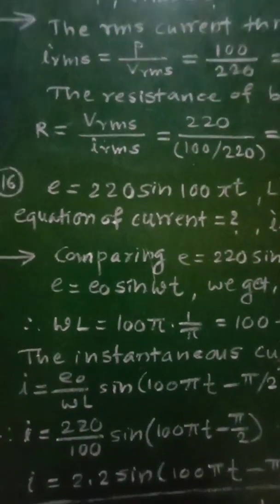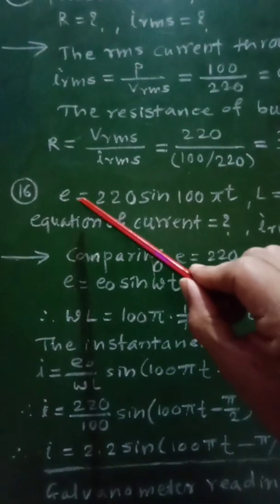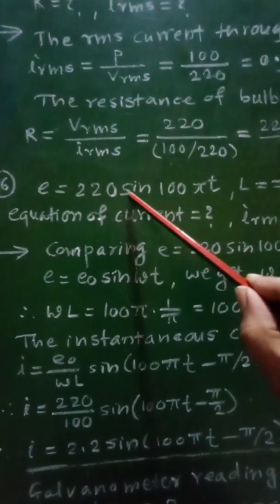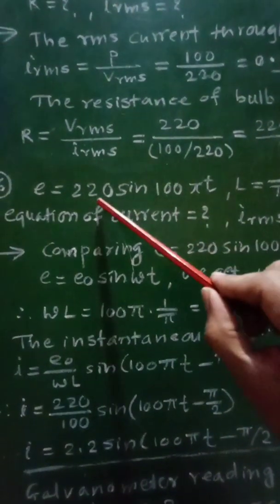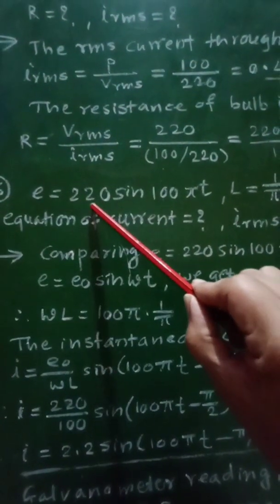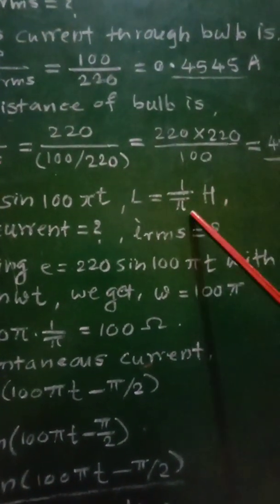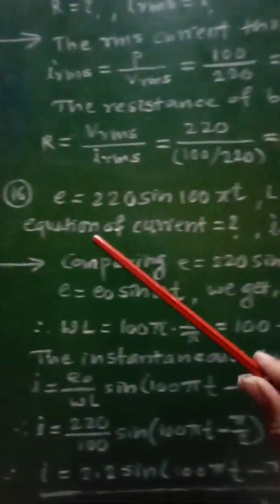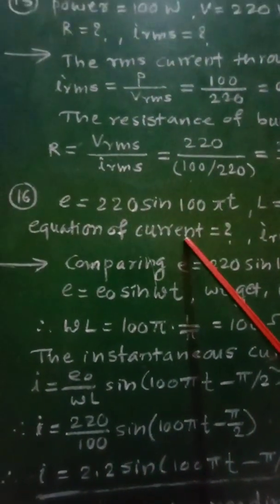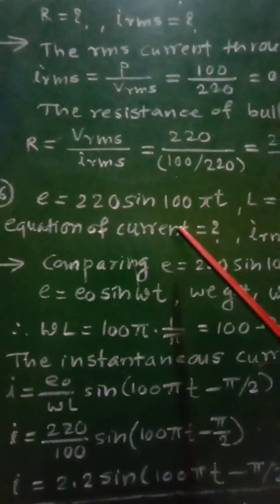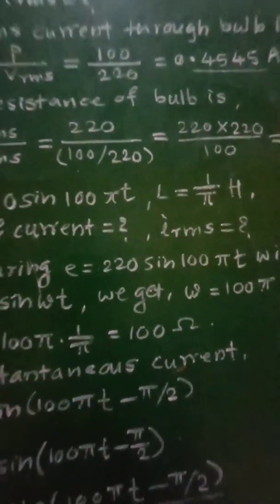And therefore for this numerical, given data is alternating EMF E is equal to 220 sin 100 pi t volt. So this will be the peak value, that is E0 of the EMF. Then inductance L is equal to 1 by pi Henry, and we have to write the equation of instantaneous current, as well as we will have to find out the RMS value of current IRMS.